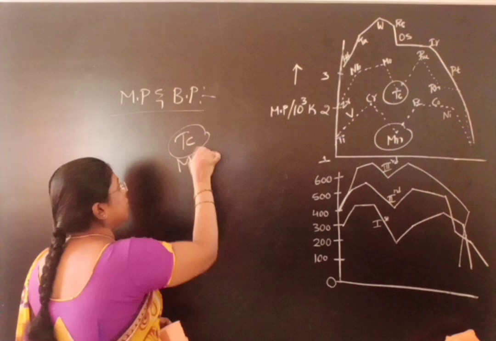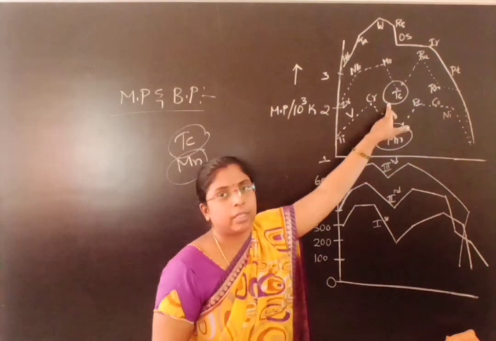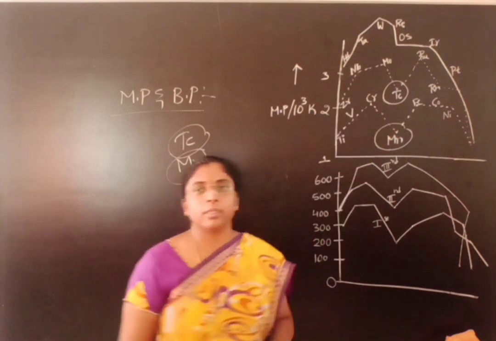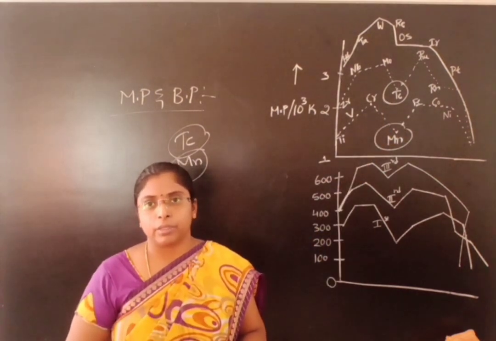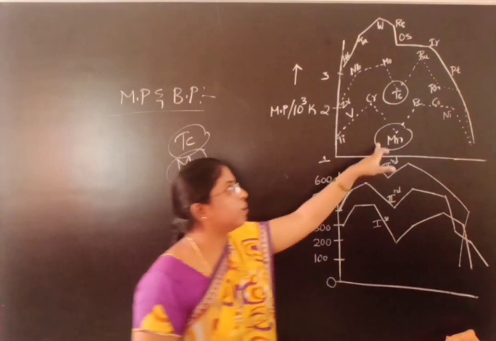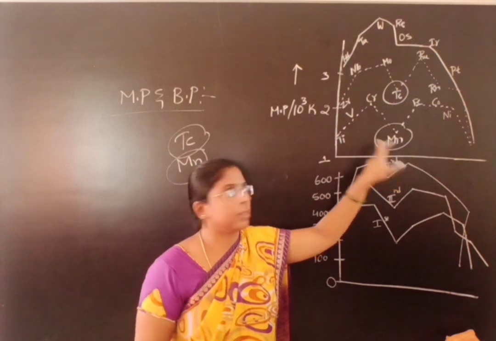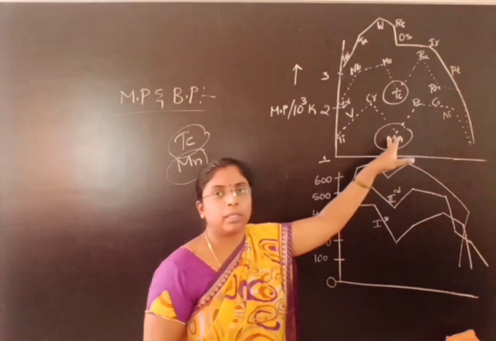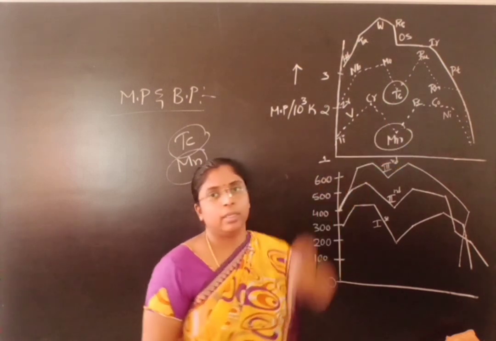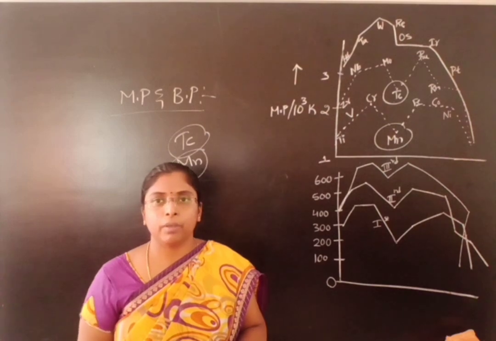Instead of a high melting point, these two have a low melting point, because they have a low enthalpy of atomization. Because of the low enthalpy of atomization, they have a low melting point compared with the other elements. There is a decrease in melting point only in the case of manganese and technetium, instead of an increase, because of the low enthalpy of atomization.